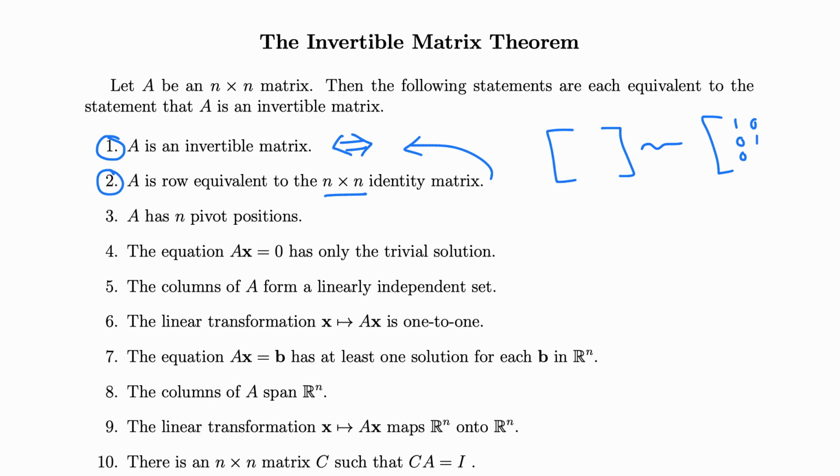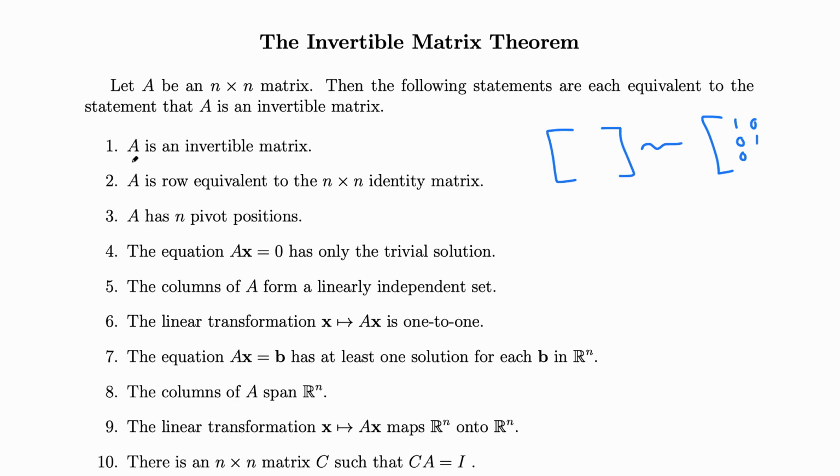So if A has n pivot positions, if you row reduce and get n pivot positions, it does not mention whether that's row or column. In fact, it works in both directions. So if we have n pivot positions in row or also in column, that means A is invertible. That means determinant of A is non-zero.